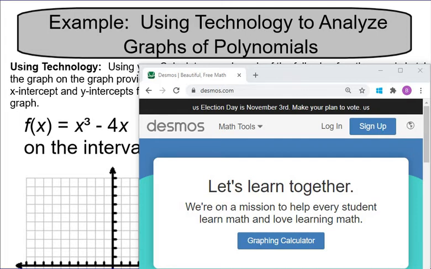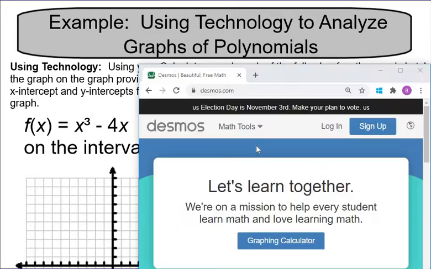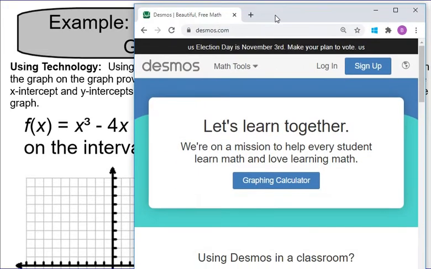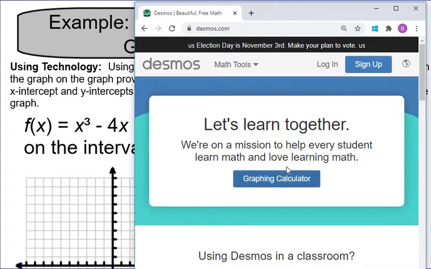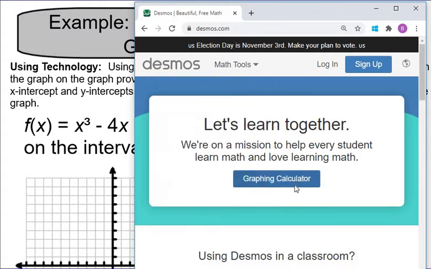So this video is going to go over how to graph when you have to use technology, and I'm going to focus on using Desmos. So please go to Desmos and click on the graphing calculator as opposed to scientific or for function.